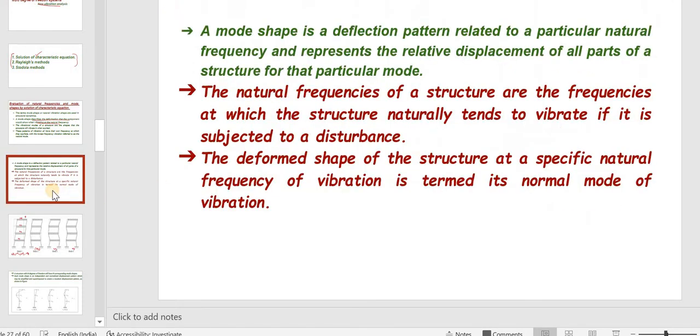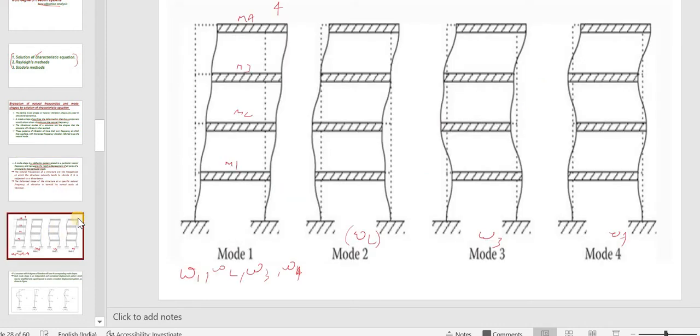So the mode shape is the deflected pattern related to a particular natural frequency and represents the relative displacement of all parts of the structure for that particular mode. Here you can see, when omega is equal to omega 1, this first floor will be moving this much. At the same time, the second floor will be moving this much. Likewise, it will be. So here you can see it is only moving in one direction. But when omega is equal to omega 2, the first floor will be moving to the right, this is also to the left, this is the same position, again this is moving to the left. Now here you look, one is to the right, other to the left.